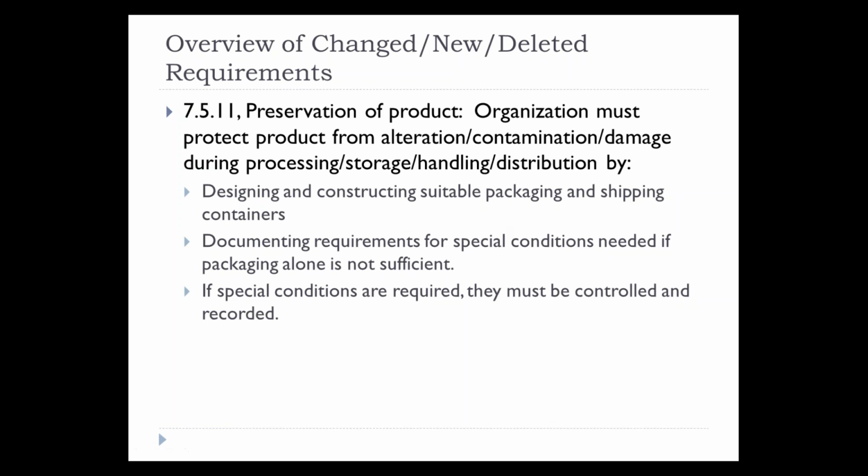7.5.11 talks about preservation of product. The organization must protect product from alteration, contamination, and damage during processing, storage, handling, and distribution by designing and constructing suitable packaging and shipping containers. Documenting requirements for special conditions needed if packaging alone is not sufficient, if there are specified handling or storage requirements. And if special conditions are required, they must be controlled and recorded to prove they're being met.